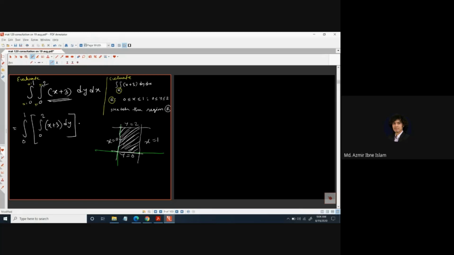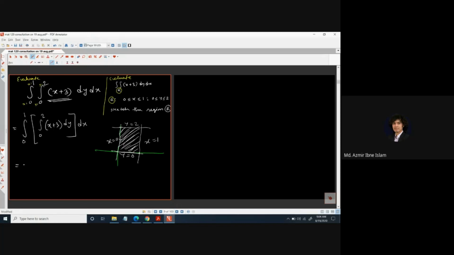Whenever we are integrating for y, then x will be constant. Remember, x will be constant. And whenever you are going to integrate in terms of x, then y will be constant. That's why this is called partial integration. It is just like partial differentiation. So it is called partial integration.